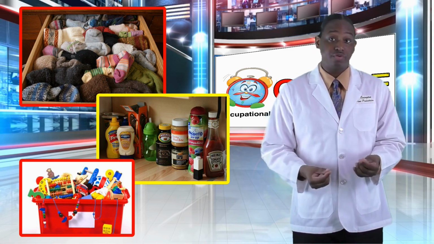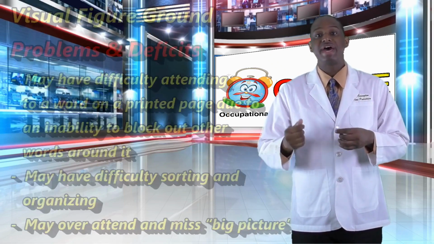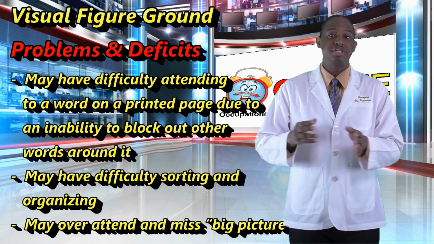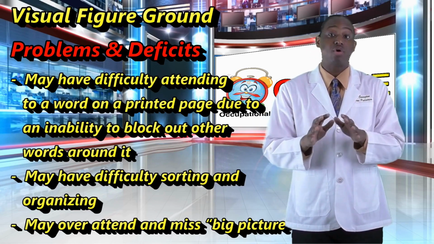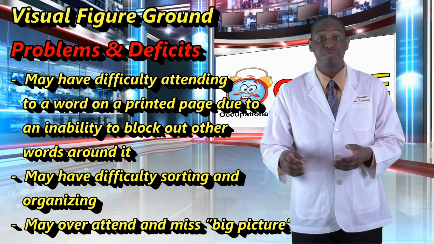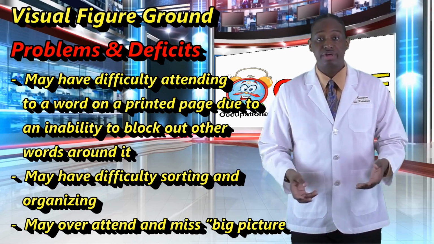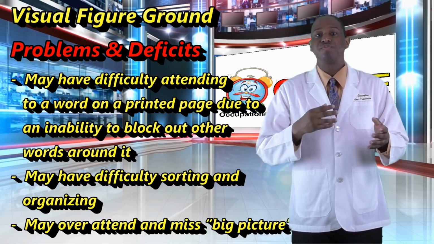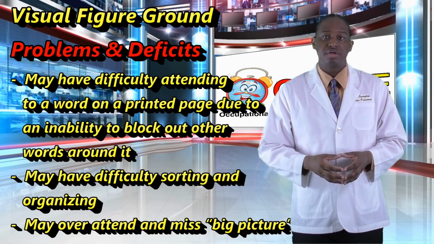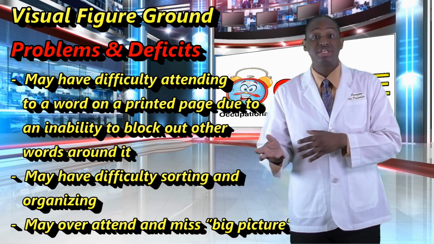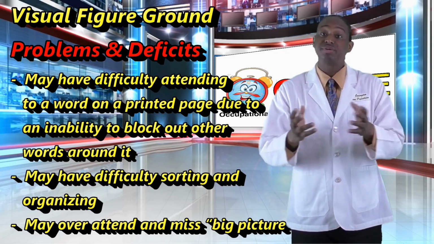Deficits in visual figure ground can cause problems in various areas. You may have difficulty attending to a word on a printed page due to an inability to block out all the other words on the page around it. You may have difficulty sorting and organizing personal belongings. You may appear disorganized or careless in your work to others. You can overattend to details and miss the big picture, or overlook details and miss important information.